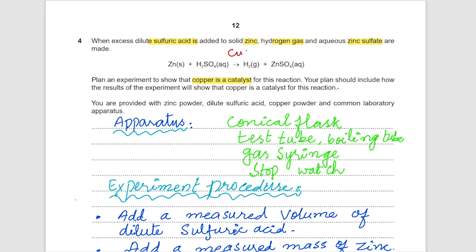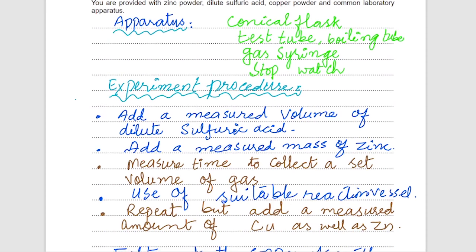Always remember that a catalyst only speeds up a chemical reaction. It does take part in a chemical reaction but remains unchanged at the end, so it is not going to be part of the product. You are provided with zinc powder, dilute sulfuric acid, copper powder, and common laboratory apparatus. Whenever you are writing the apparatus, such as conical flask, test tube, Bunsen burner, gas ring, stopwatch, just use this phrase: common laboratory apparatus are provided to you.